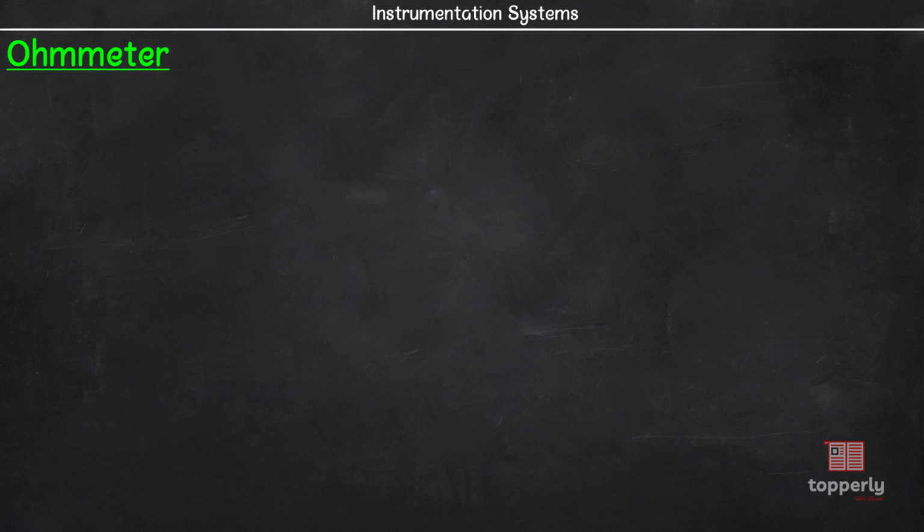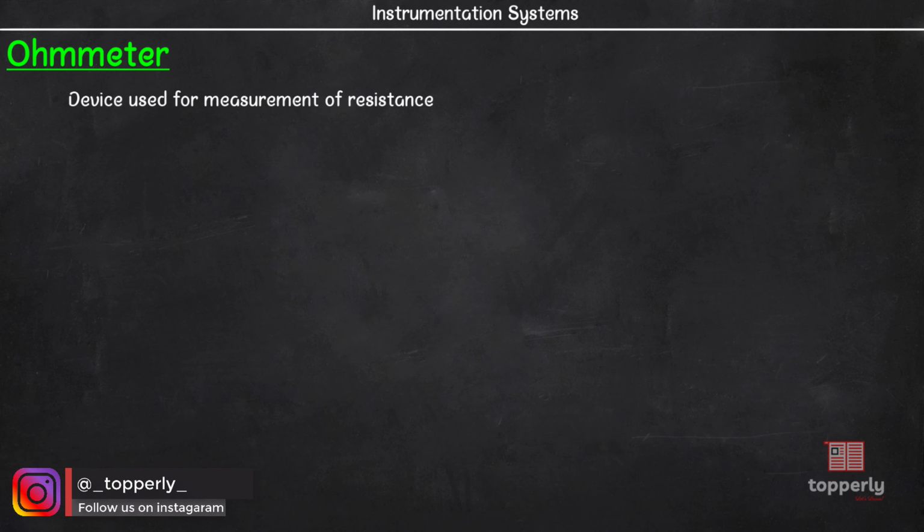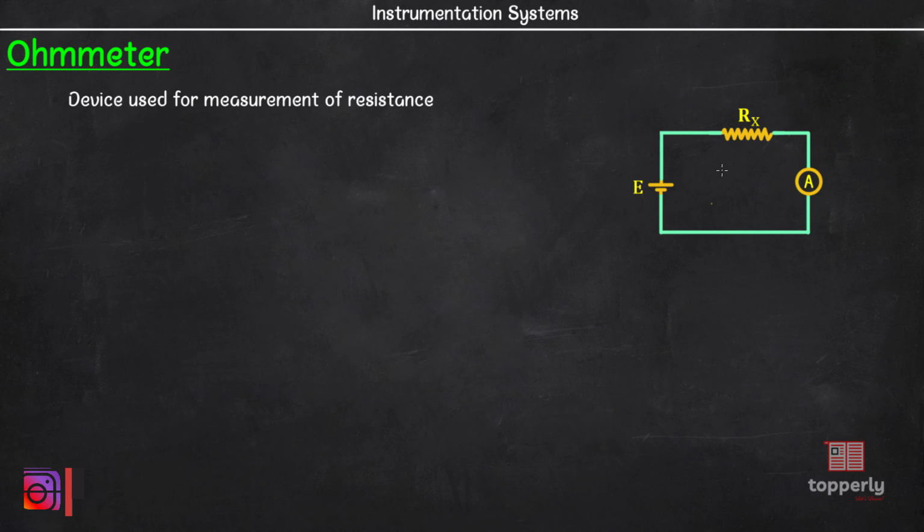An ohmmeter is a convenient direct reading device for measurement of resistance. The working principle of an ohmmeter is very simple. To understand that, let's first see the connection diagram of a simple ohmmeter. We have the unknown resistance Rx connected in series with an ammeter and a battery E of known value. So the value of this is known.